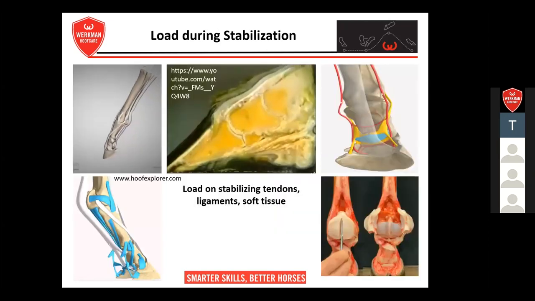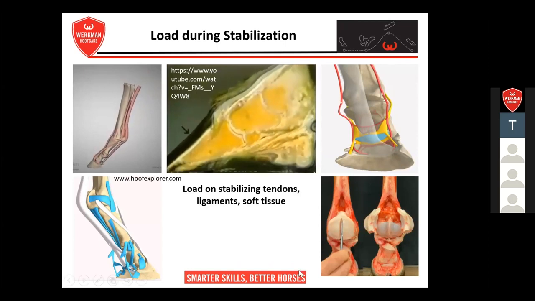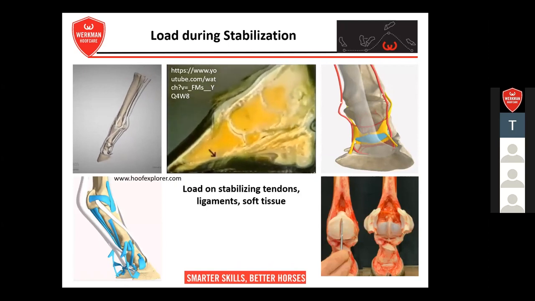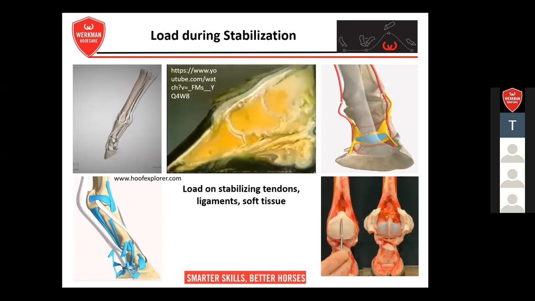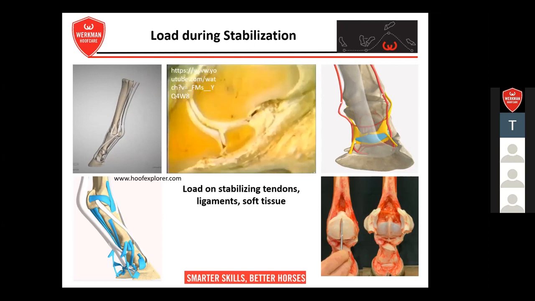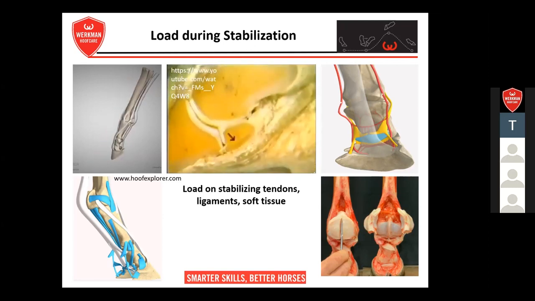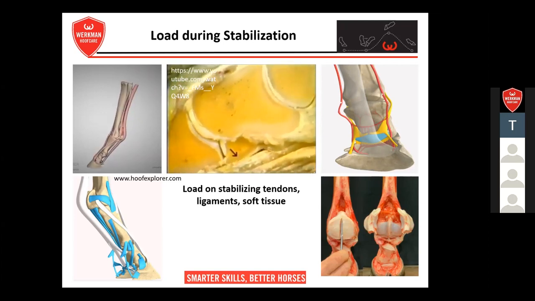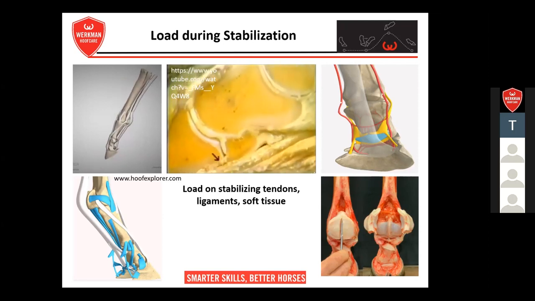So if you conclude the load during stabilization, it's mainly affecting the soft tissues. For example, the hoof cushion, or the ligaments and tendons stabilizing the joints. It's the same if you have a hoof landing, and then during stabilization you have some shifting, some tipping, instability. So of course, the ligaments and the tendons need a lot of activity to stabilize the joints.